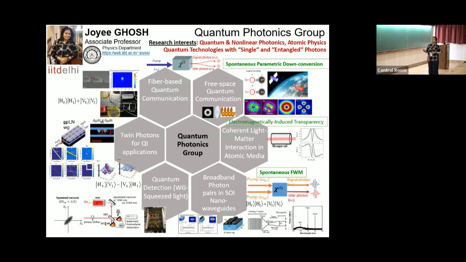But instead of a single pump, here we have two pumps, and that's why it's called four-wave mixing. So utilizing this aspect and spontaneous four-wave mixing, we again try to generate such photon pairs, which we can map into some kind of an entangled state like this.